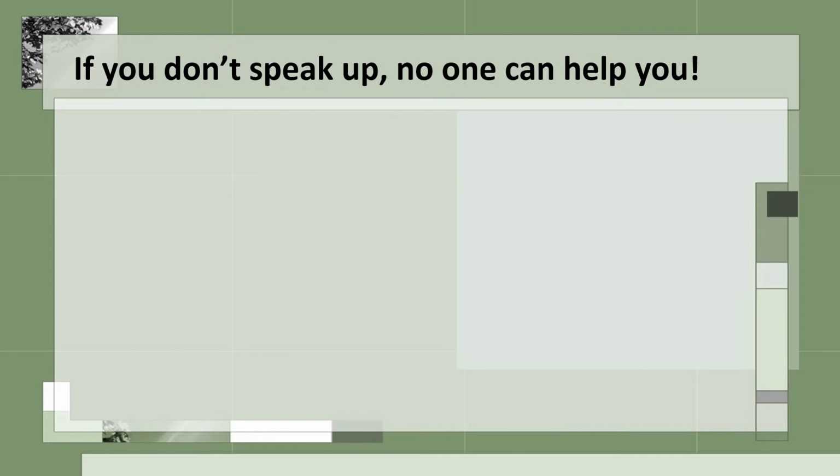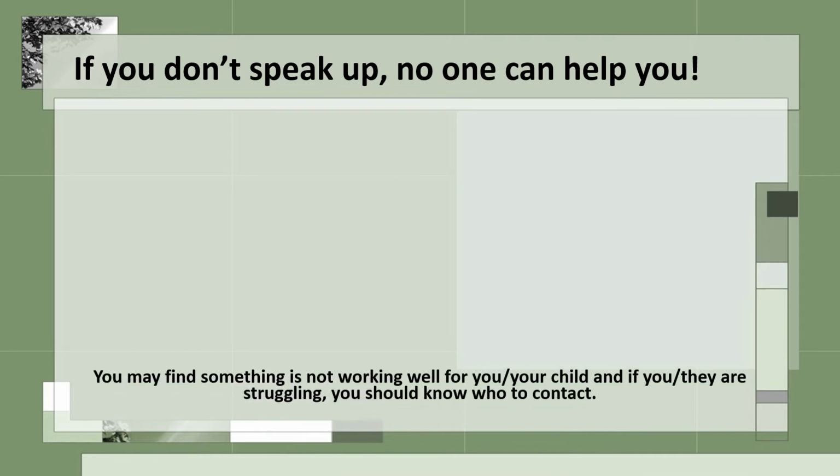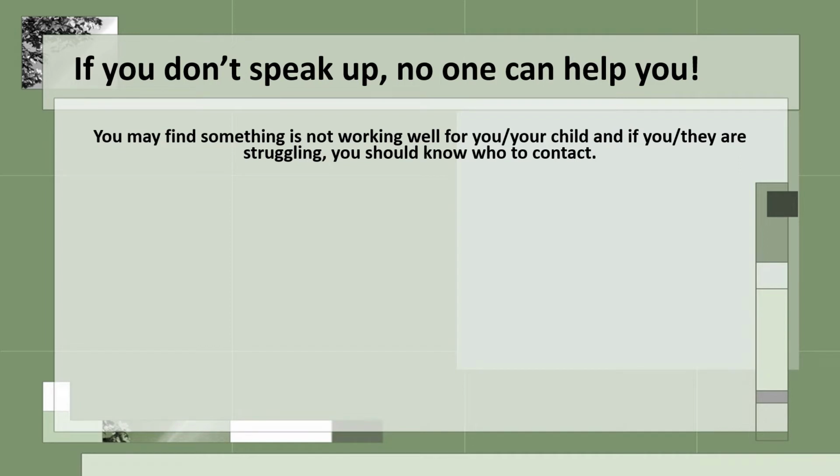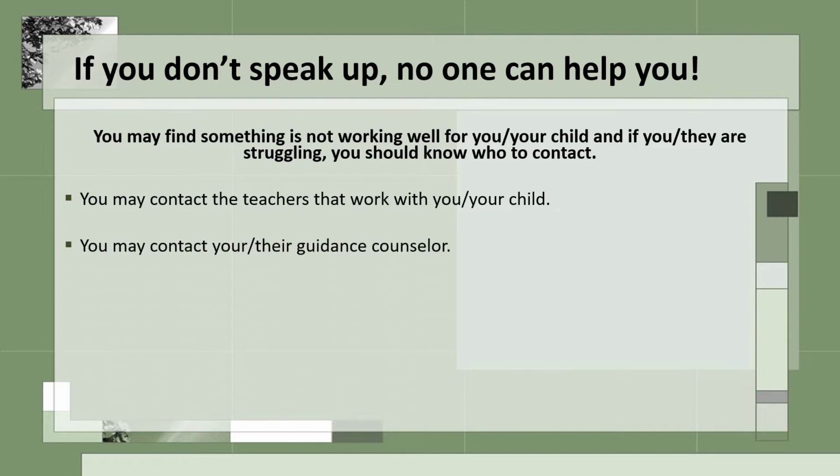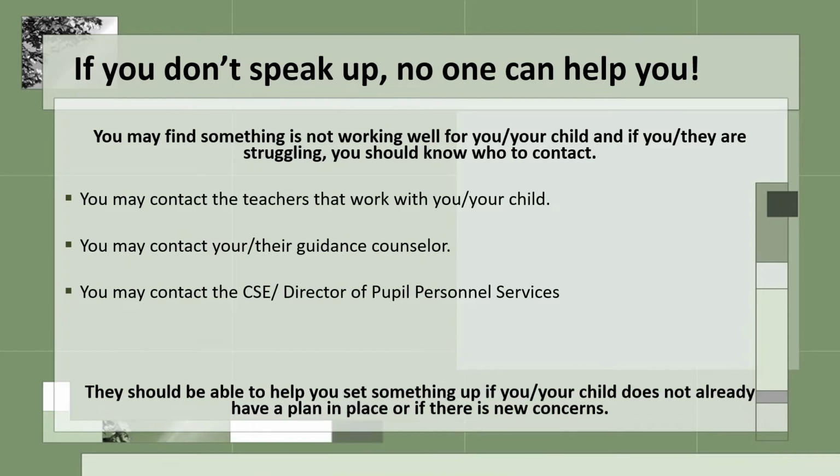If you don't speak up, no one can help you. You may find something is not working well for you or your child, and if you or they are struggling, you should know who to contact. You may contact the teachers that work with you or your child. You may contact your or their guidance counselor. You may contact the CSC or Director of Pupil Personnel Services.